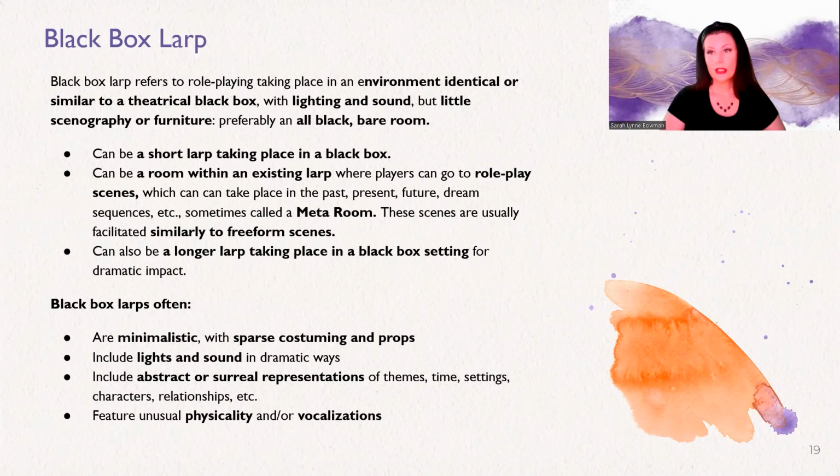And it can also refer to a much longer LARP, like a full-scale multiple day LARP that takes place in a black box setting for the dramatic impact of having the sound and the lights. Black box LARPs often are minimalistic with sparse costuming and props. Again, they include lights and sound in dramatic ways. They often include abstract or surreal representations of the themes, the time, the settings, the characters, and the relationships. So because there's very little physical things in the environment, then you have these abstract representations. And sometimes, as we'll see, it may feature unusual physicality and or vocalizations.